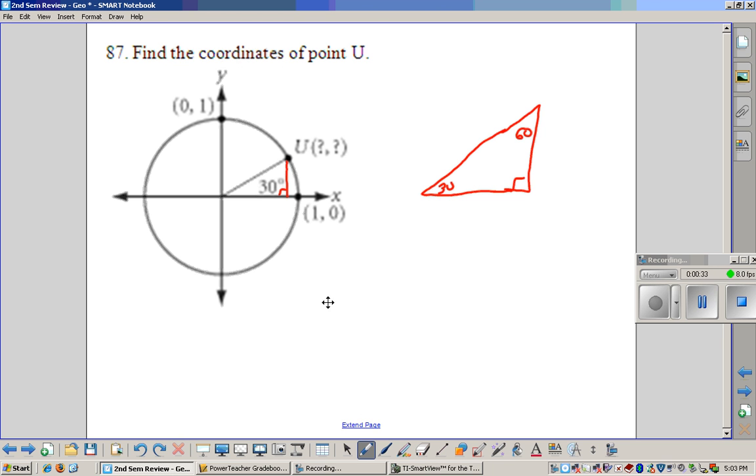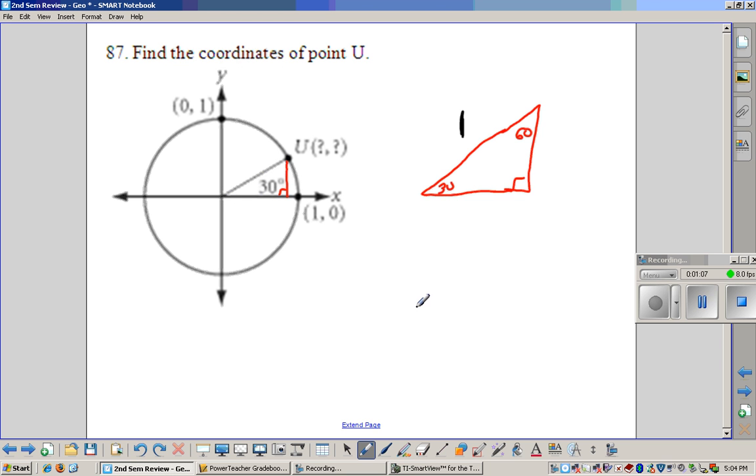Now the only thing we know is that from here all the way out is 1, and that's the radius. So if this is 1, that's the radius, and this is 1. So they're both a value of 1. That means on the triangle that I've made over here, this is a value of 1.